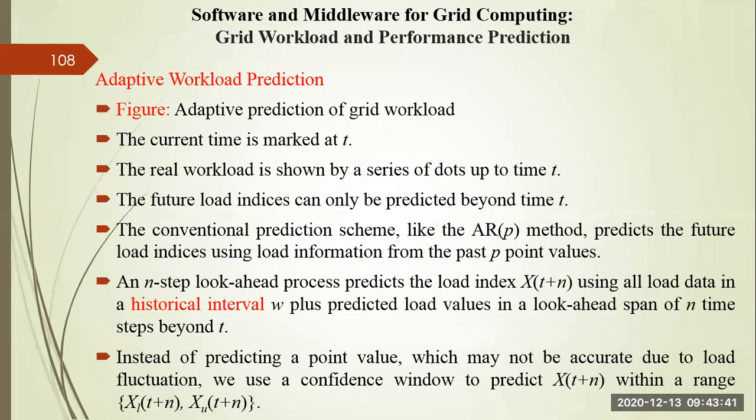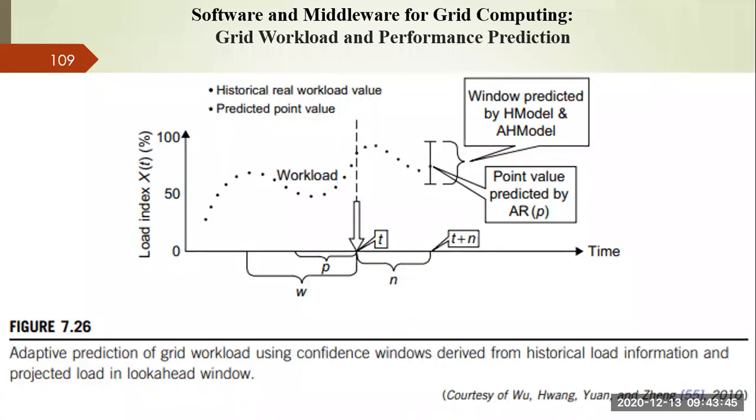Now I'll show you a picture so that the idea is more clear. So you can see here, t is your current time, right? And you have observed the sequence from here to here. You have seen the workload going like this. That is nothing but your historical real workload values. These values are real. At this time the load is more, at this time the load is less, here also the load is less.